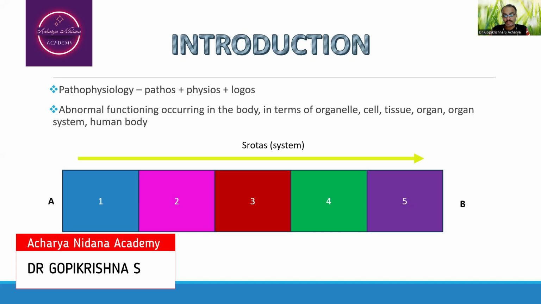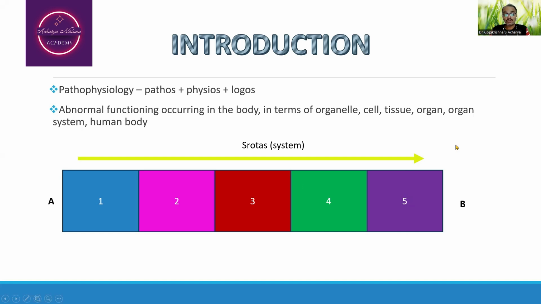So let us say here is a small system, which has 5 different organs. It has two ends, point A and point B, and the movement is happening from point A to point B in this system. Suppose there is an etiological factor coming into contact with point A, so that may cause a disturbance in organ number 1, organ number 2, organ number 3, organ number 4, and organ number 5.